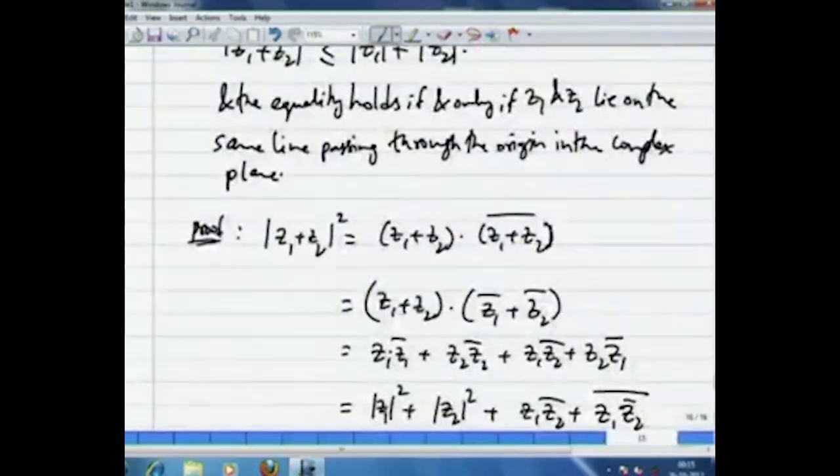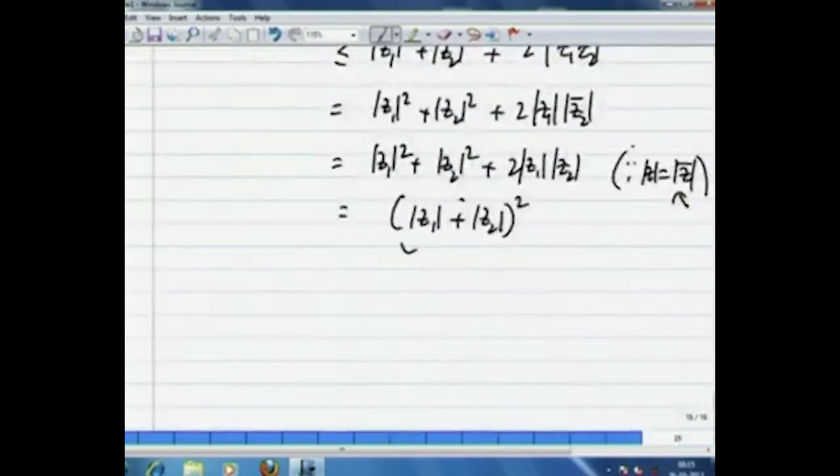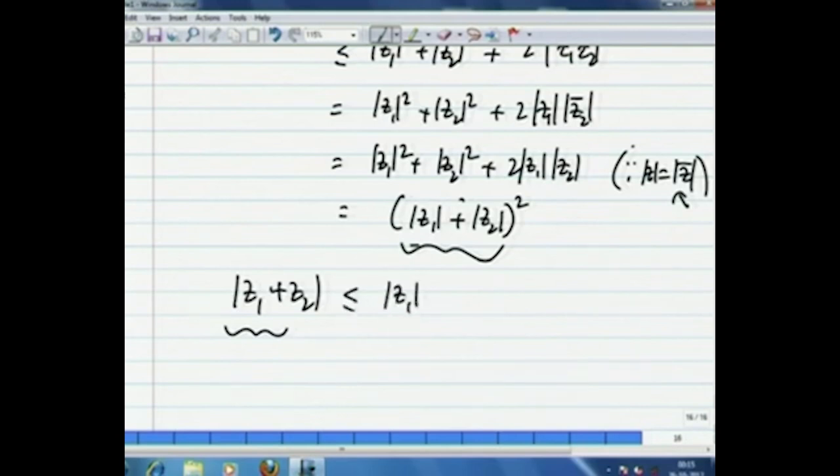Since the modulus of z 1 plus z 2 is a real number, the square of this is less than or equal to the square of this. So, we conclude, since both these are non-negative real numbers, that the modulus of z 1 plus z 2 is less than or equal to modulus of z 1 plus modulus of z 2, which is the triangle inequality. And the other part of the statement is an exercise to the viewer. So, with this note I will stop here.